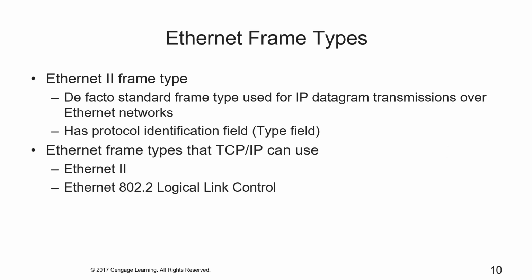So here are some Ethernet frame types. So Ethernet 2 frame type. It's a de facto standard frame type used for IP datagram transmission over Ethernet networks. And it has a protocol identification field, or a type field. Ethernet frame types that TCP/IP can use are Ethernet 2 or Ethernet 802.2 for logical link control.